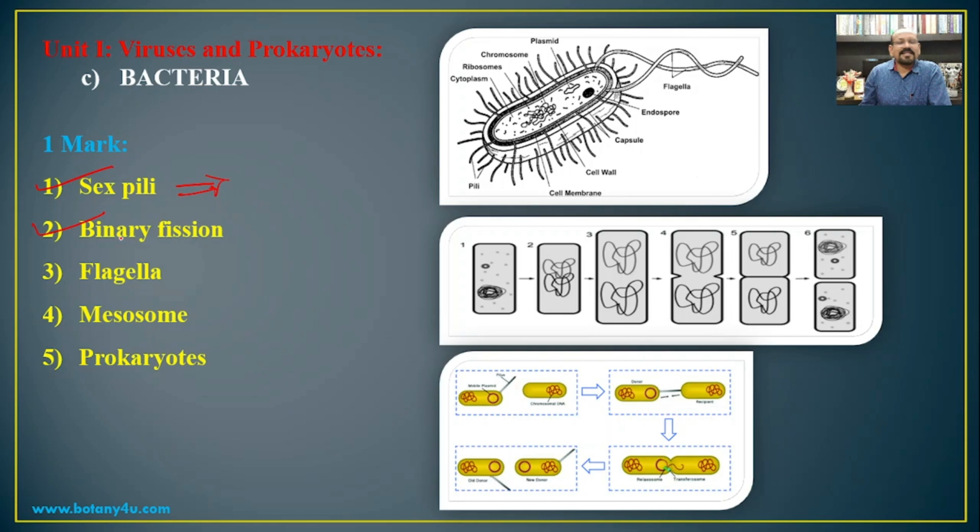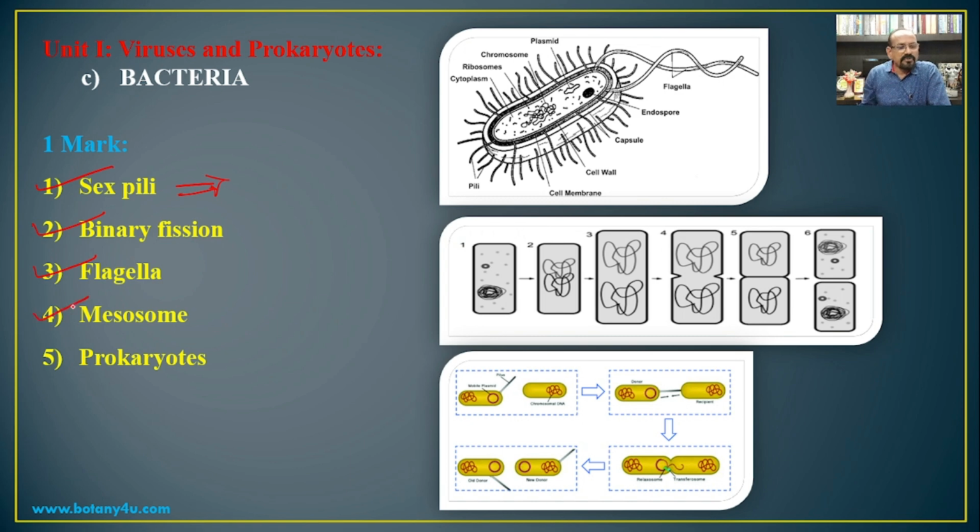Then binary fission is the process of reproduction in bacteria, in which there is formation of 2 cells from each cell. Then flagella is a locomotory organ in bacteria. There may be the presence of 1 flagellum, 2 flagella, or many flagella.